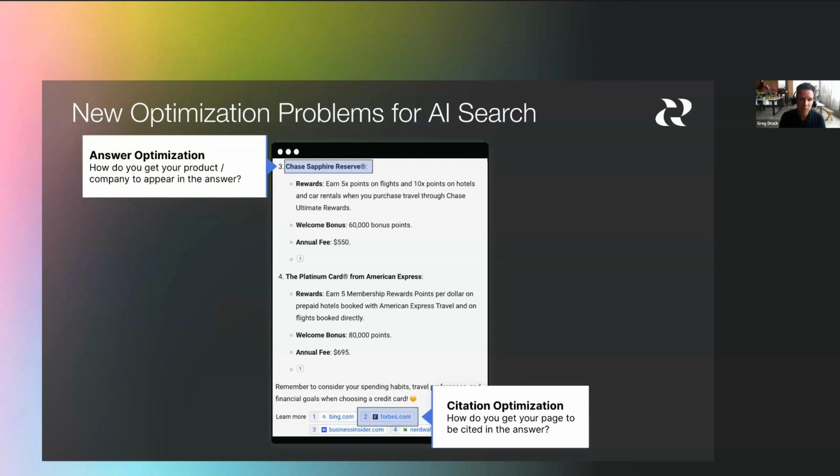The second optimization problem is citation optimization. That's getting your page to be cited by AI in an answer. So I'm Forbes and I wrote a guide on what's the best credit card, and I want that guide to be cited again in the answer to what's the best credit card.